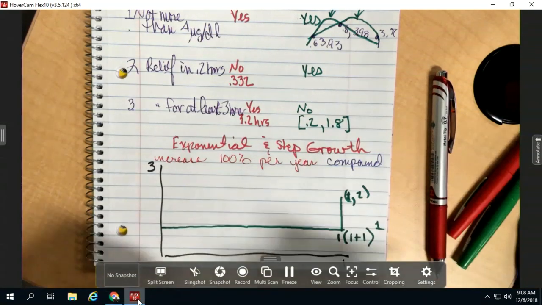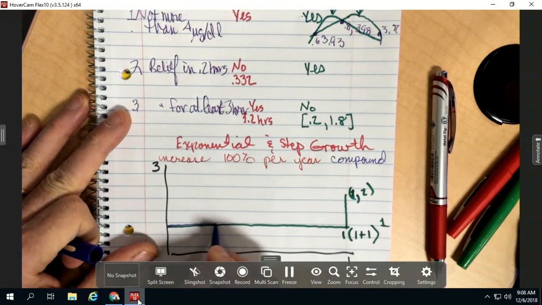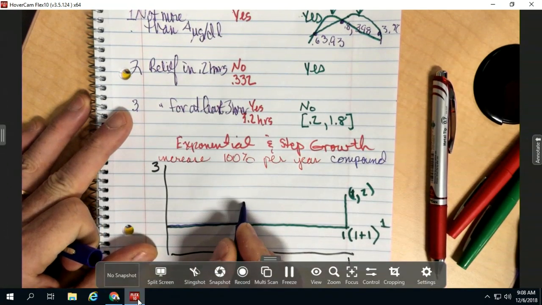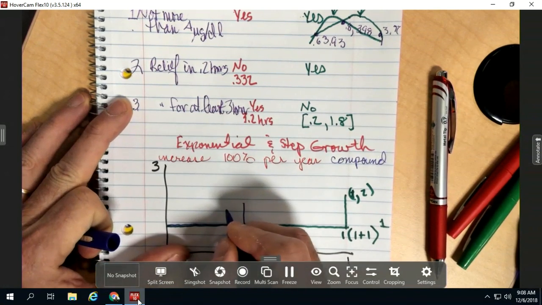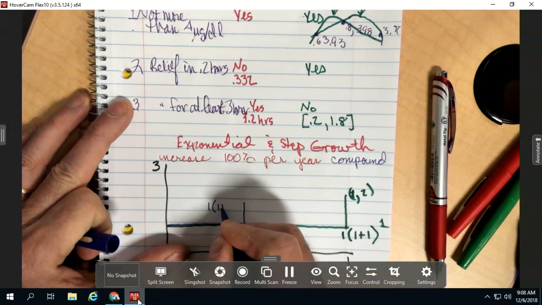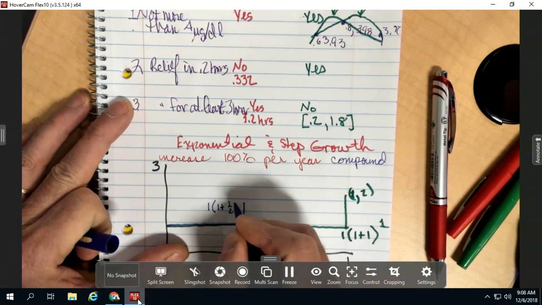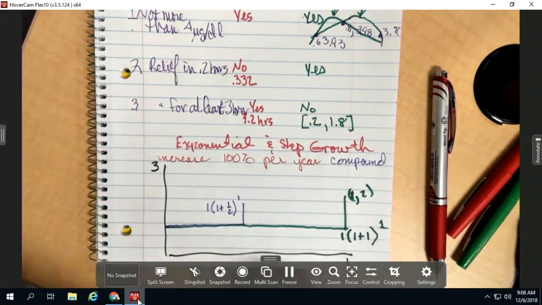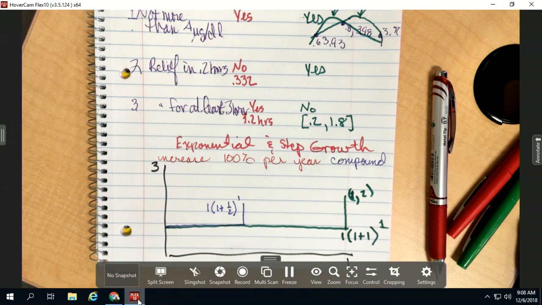So let's draw the picture, and then let's do the math to show how that works out. Okay, so here's what's happening. We go along till halfway through the year, and at halfway through the year, we take $1 times 1 plus a half to the first. Why a half? Because over the course of the whole year, we're going to double. So if I go halfway through the year, I only increase by 50%. Then I go the other half of the year, and I increase by the other 50%. So how much do I have here halfway through the year?